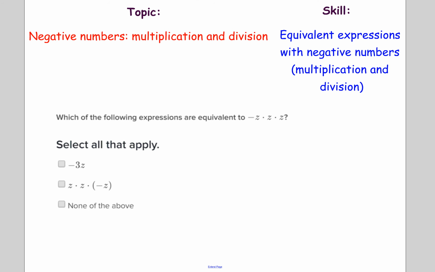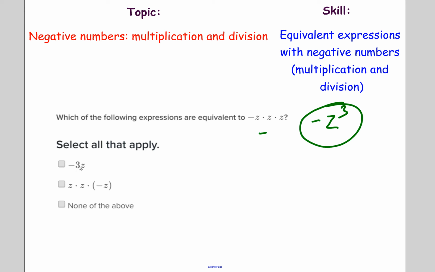One more. Which of the following expressions are equivalent to negative z times z times z? Well, let's get the sign out of the way. Negative times a positive is a negative, times that positive makes the final answer a negative. Okay. Now we do z times z times z is z to the third power. So this comes out to negative z to the third power.